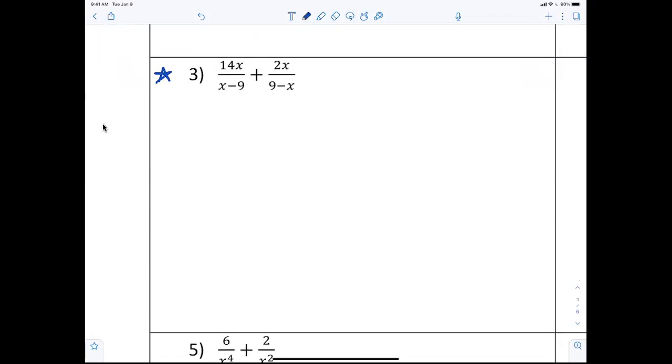And then I want you to tell me what? Would it be 16x over -1? No. What would it be? Somebody? I think it's just 16x over x minus 9. No, -16x over x minus 9. Definitely not.